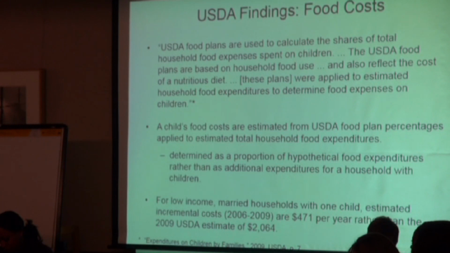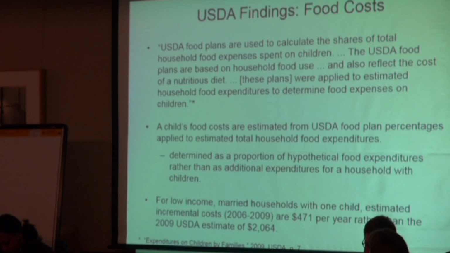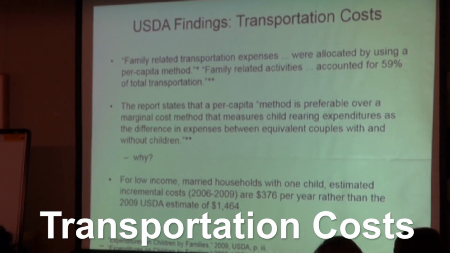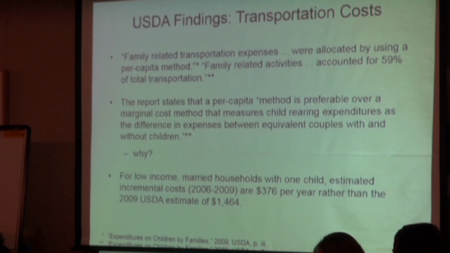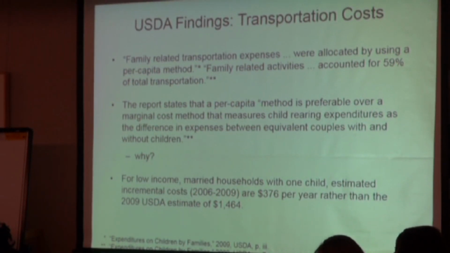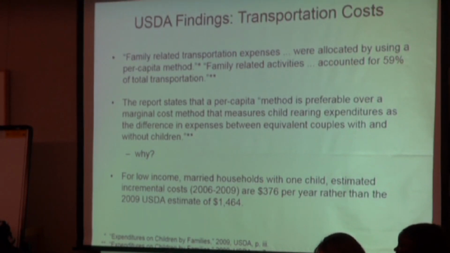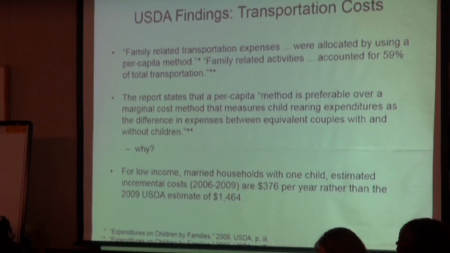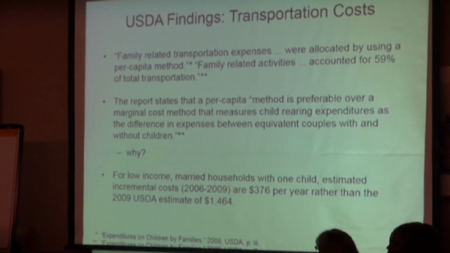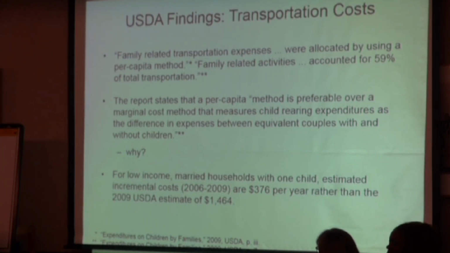In the food area, it's not so much opportunity cost, although it's a little bit in terms of what you said. It is the difference between a nutritious diet and what is actually done. Look at the differences at the last. This is again for low-income married households. Their number is $1,400 and mine is $300. It's not the way people behave. The assumptions that are made do not reflect actual expenditures.